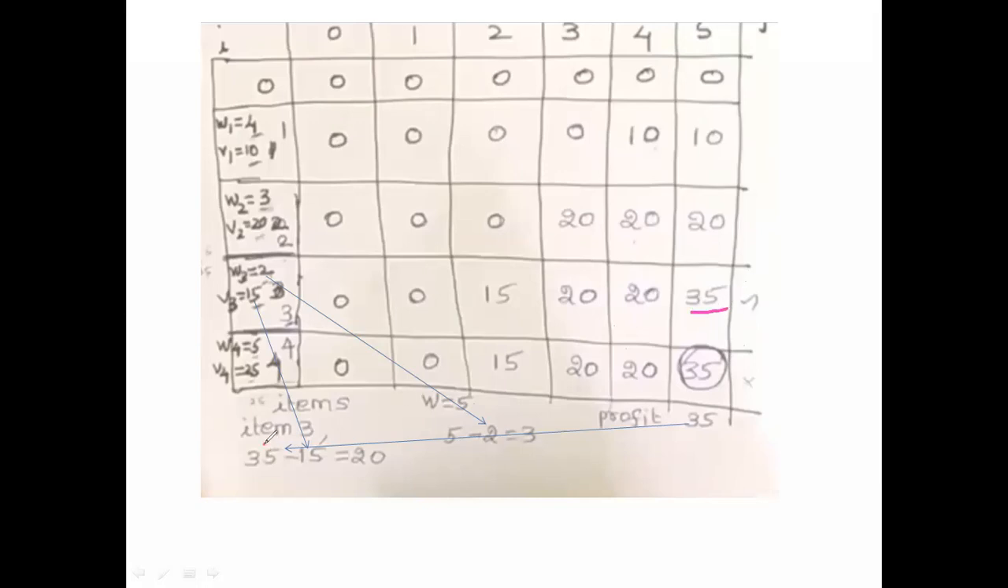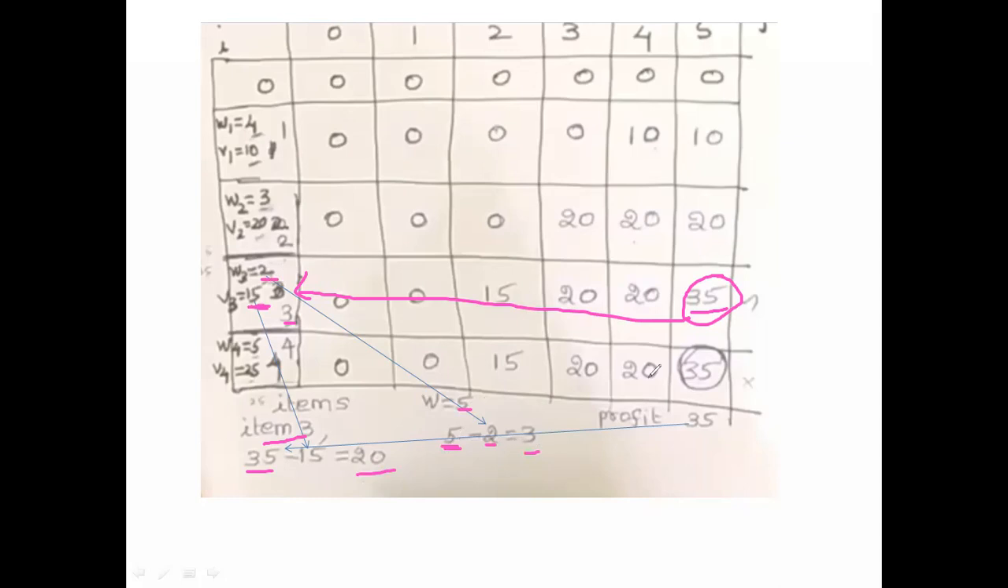Next, for 35, item 3 we selected. So 35 minus the value of the corresponding item 3, which is 15. This is the value of the corresponding item. So 35 minus 15 is 20. And the total weight is 5. So 5 minus the weight, which is 2, so 5 minus 2 is 3.